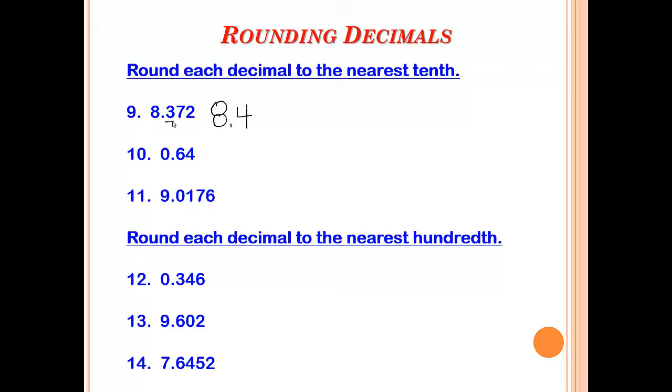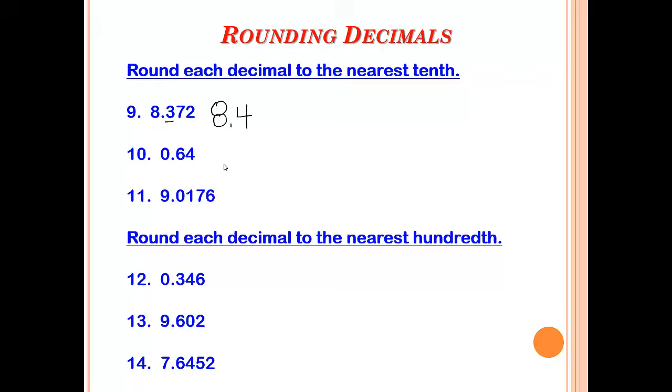So we will have 8.4. Remember, with rounding, if the digit we're looking at, so the 7 here, if that's a 5 or higher, the number in front will go up. If the number right behind it is less than 5, so a 4 or lower, the digit stays the same. We will not include zeros for the digits that were after the tenths place.